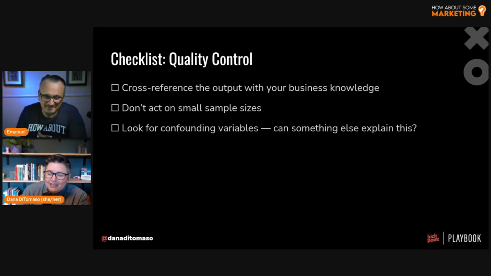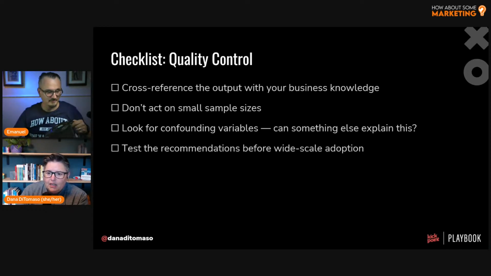Yeah, absolutely. And then look for what are called confounding variables. Can something else explain this? Is there a different explanation for what it is that you're seeing as opposed to what the LLM might be finding? And then make sure to test any recommendations before wide scale adoption. So if it says to you, hey, I think that you should change this hero image, or you should change these headings to be this, or you should create something on this, only make a change in, say, 10% of your pages. See if that helps before you go ahead with wide scale adoption.